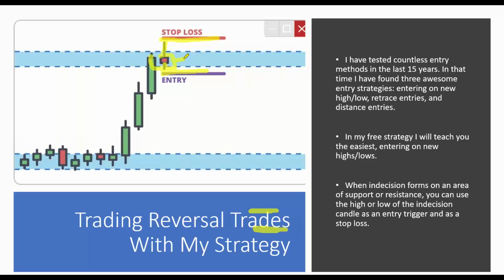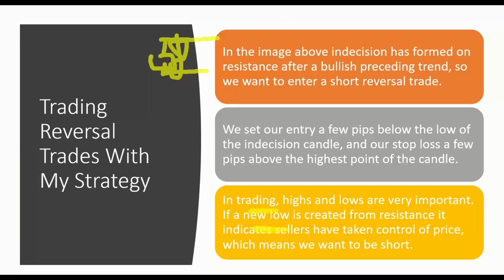Now, if this ends up faking you out, in most cases, what'll end up happening is you would have never entered the trade. The system would have never generated a trade for you because it never came back down to where your entry is. If it happened to fall down and then turn around and come back up, you would have gotten out with a very small loss. So we set our entry a few pips below the low of the indecision candle and our stop loss a few pips above the highest point of the candle.